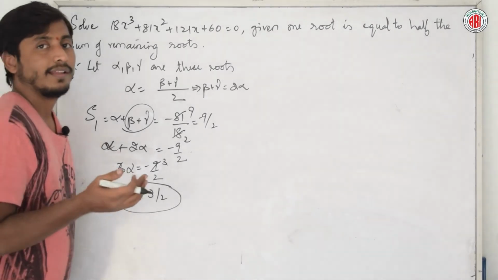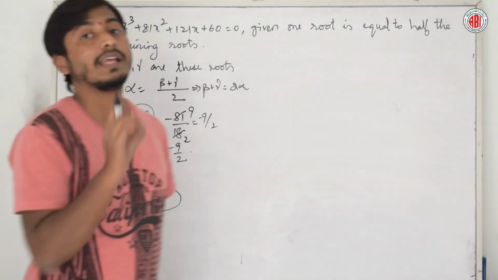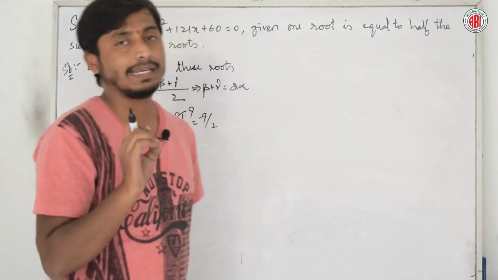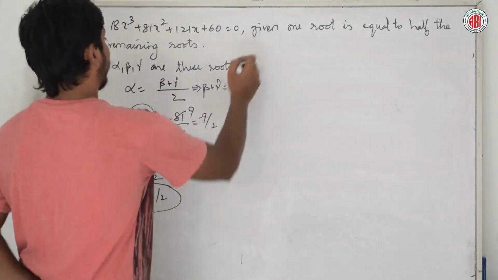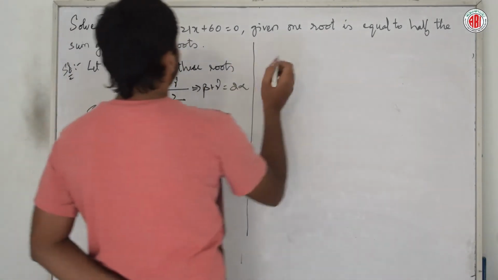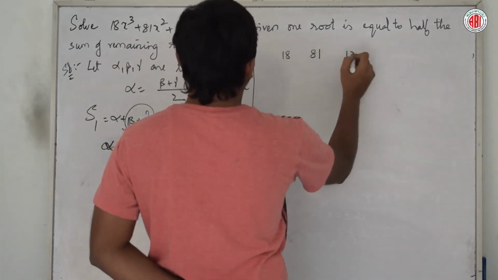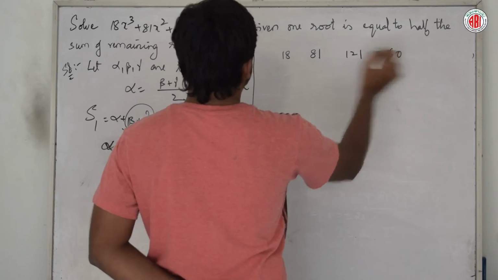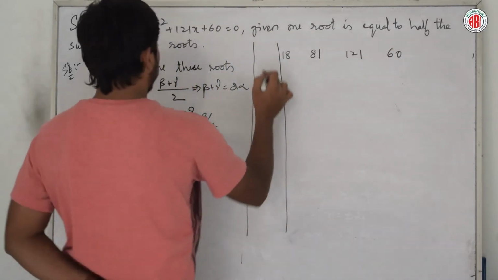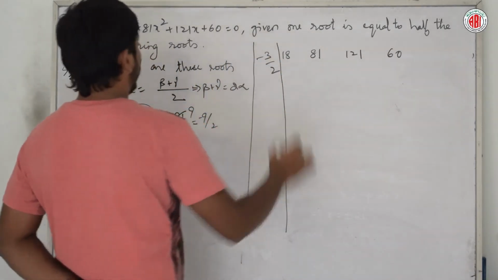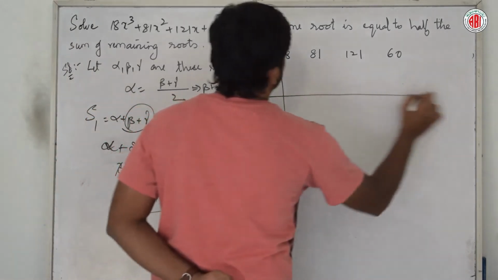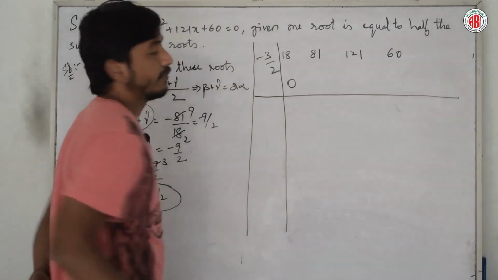So what can we do? We can apply the simple synthetic division which we did in our last problem. So how do we do that? 18, 81, 121, 60. Here minus 3 by 2. Now what is the next step? We will just put 0 here.